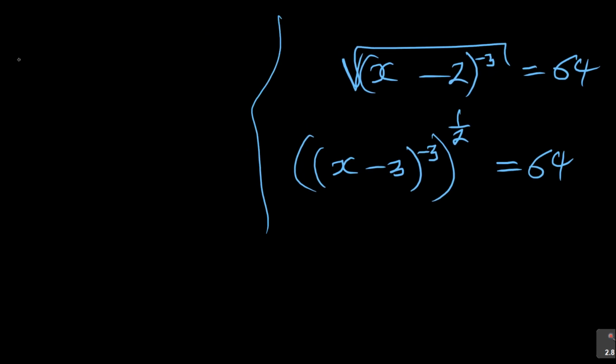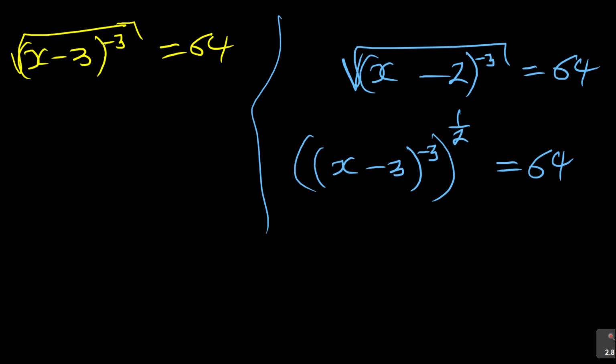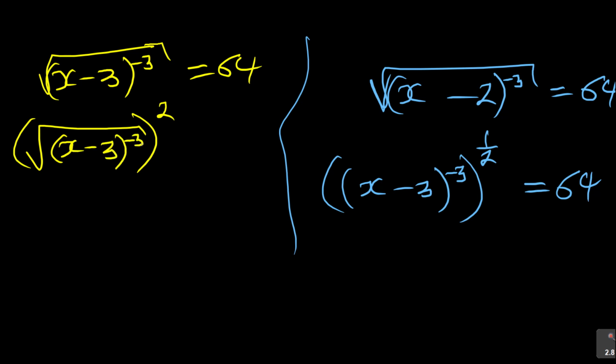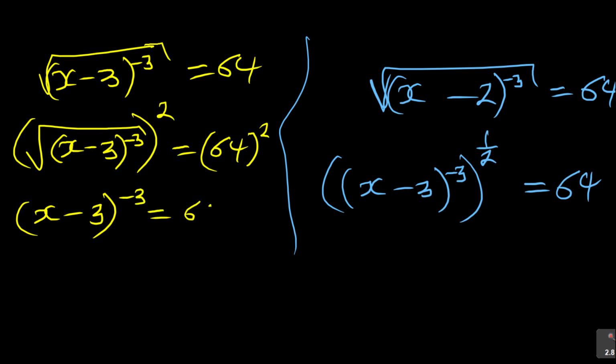What about this one? If you say, remember, it's square root of x minus 3 to the power -3 is equal to 64. How do I get rid of that square root? I square. So to get rid of the square root, you square. So this is x minus 3 to the power -3 is equal to, when you do that, 2 on the left, 2 on the right, square. So now you have got x minus 3 to the power -3 is equal to 64 squared.